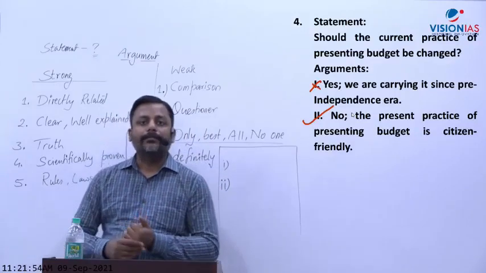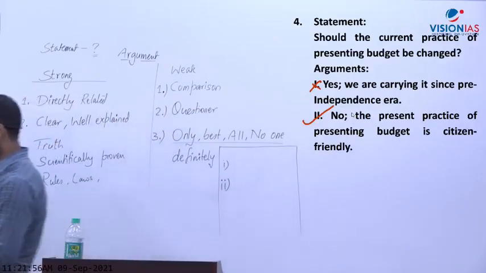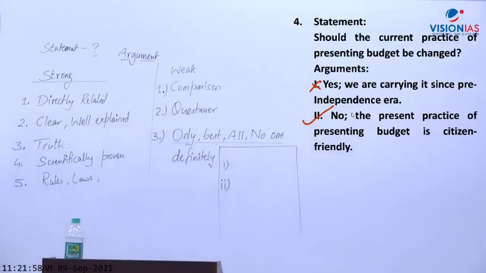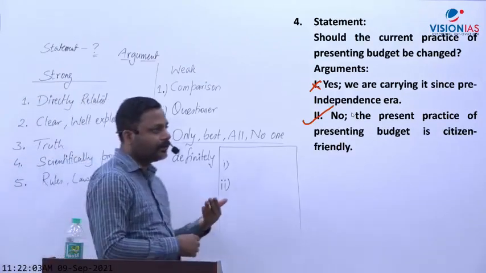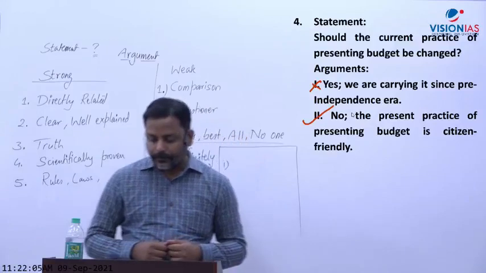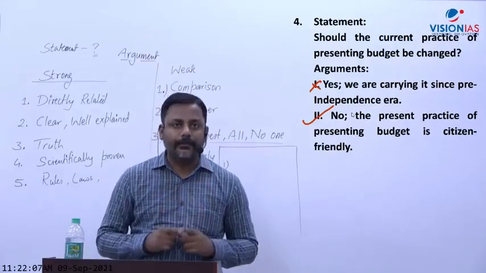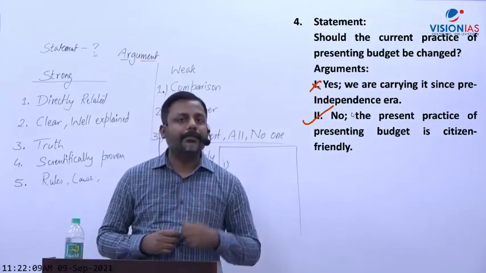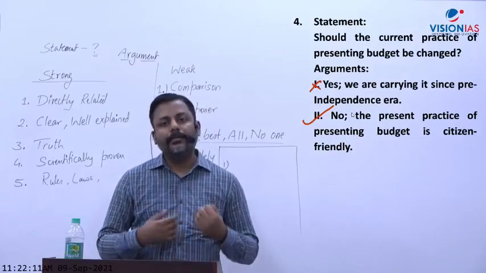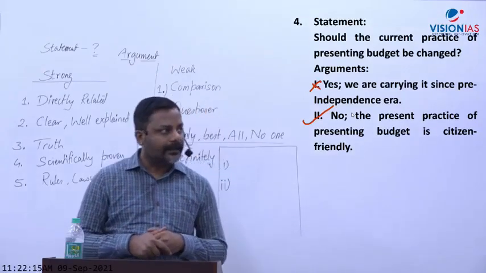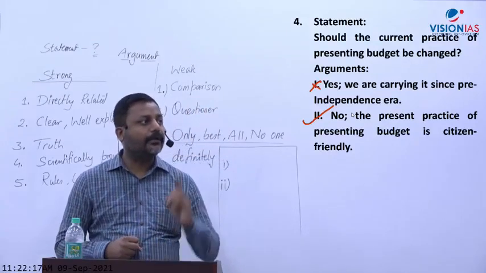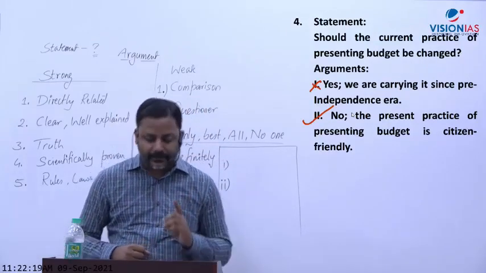Okay? If the people of the country are not able to understand the budget, then it means it is a complete failure of presenting the budget. Okay? So it should be citizen friendly. So since the current practice of presenting budget is citizen friendly, means we should continue with this method only. So that's why here the answer should be B, means second one is strong.